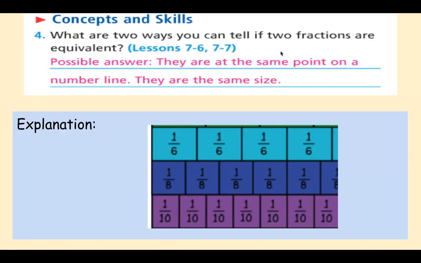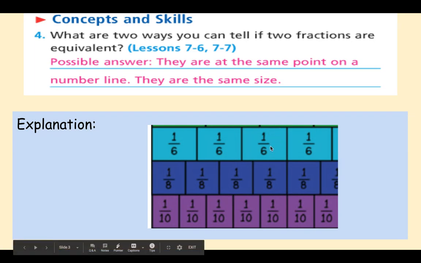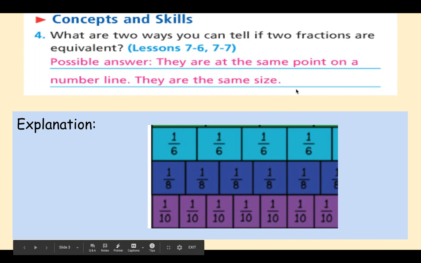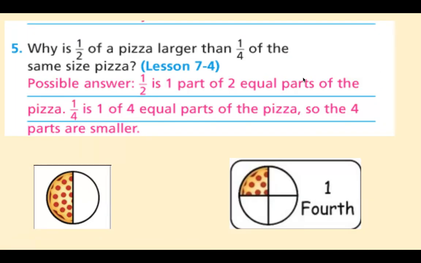Number 4, what are two ways you can tell if fractions are equivalent? They would be at the same spot on a number line, or looking at these fraction bars, they would end at the same place. So 3/6, 4/8, and 5/10 are all equivalent. They're all the same size.